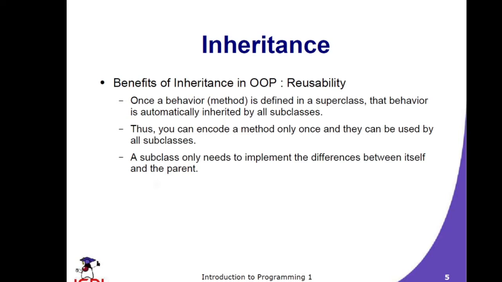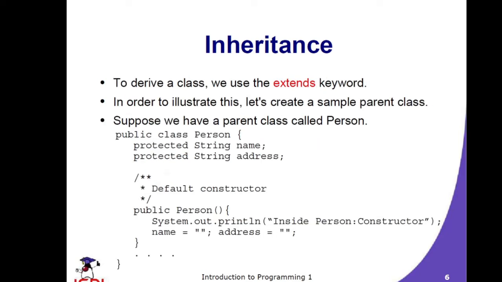What are the benefits of inheritance in object-oriented programming? The benefit is reusability. Why? Because once a behavior is defined in a superclass, that behavior is automatically inherited by all the subclasses, so you can encode a method only once and it can be used by all subclasses. A subclass only needs to implement the differences between itself and the parent. How do we derive a class in inheritance? Simply, we use the extends keyword.